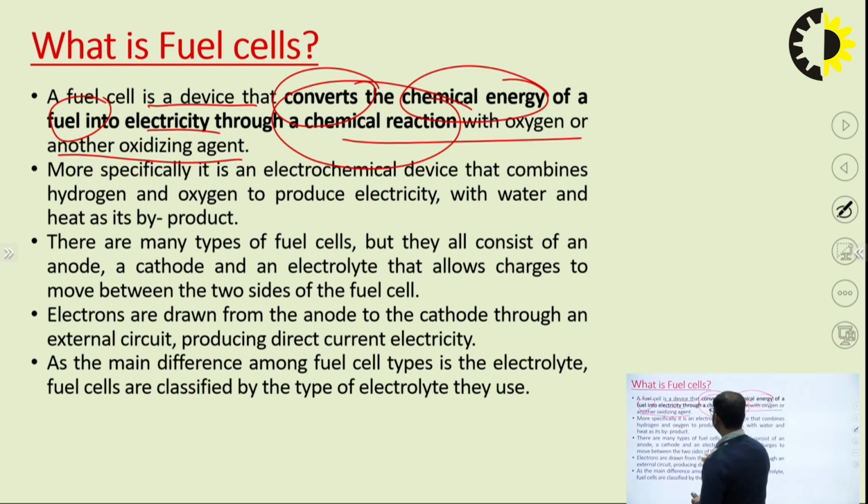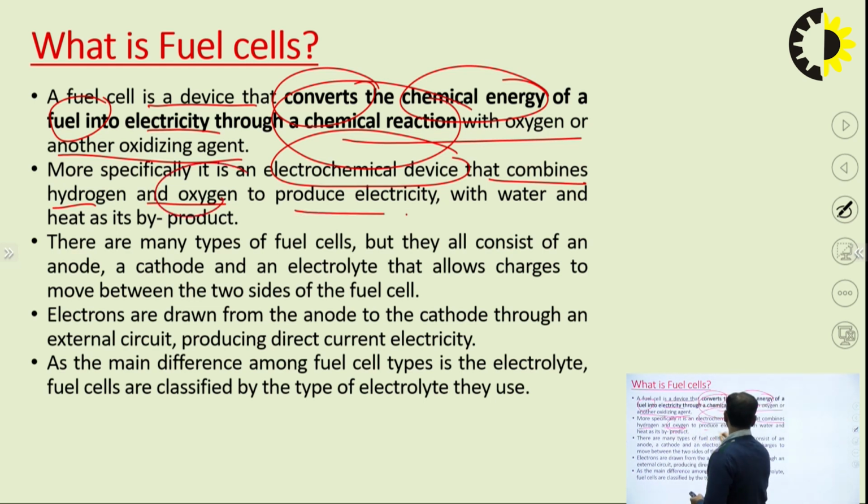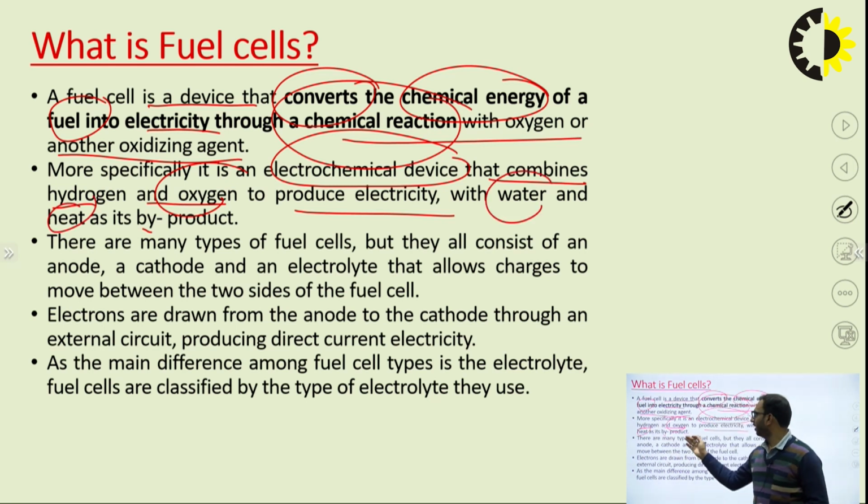Then in other words, we can say that it is an electrochemical device that combines hydrogen and oxygen. Basically, hydrogen is a fuel. It combines hydrogen and oxygen to produce electricity, and it also produces heat and water. Means it produces electricity, and heat and water are its byproducts.